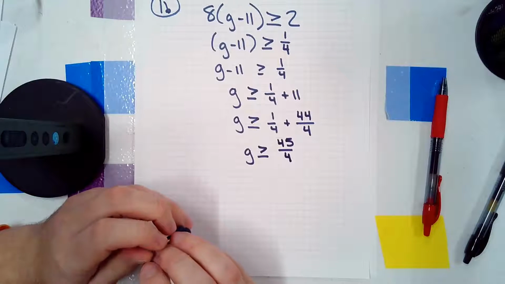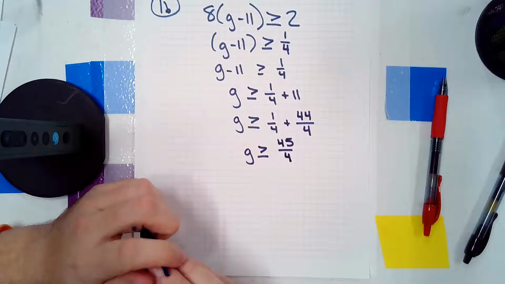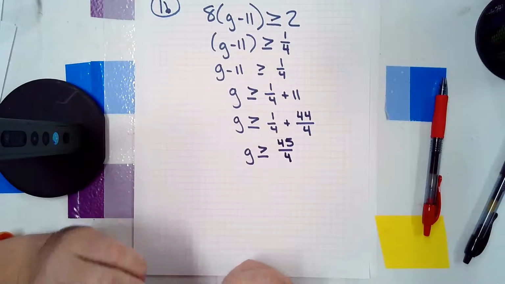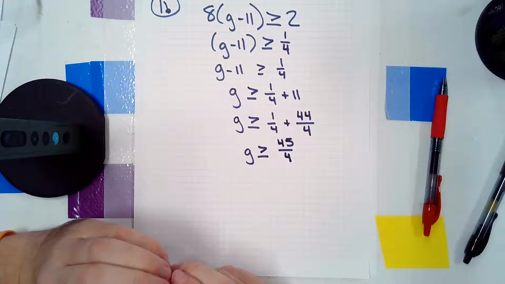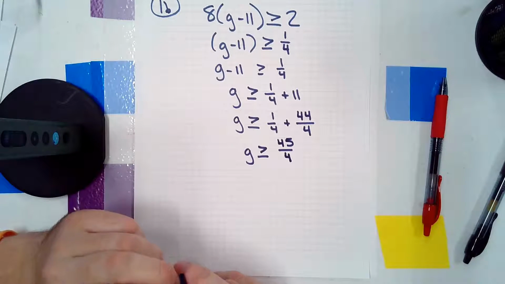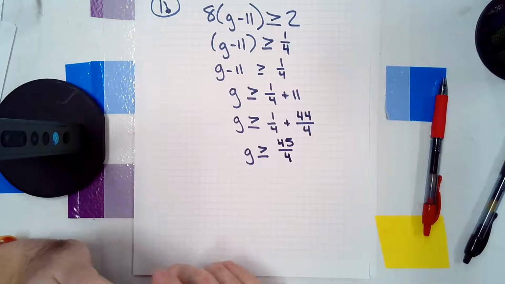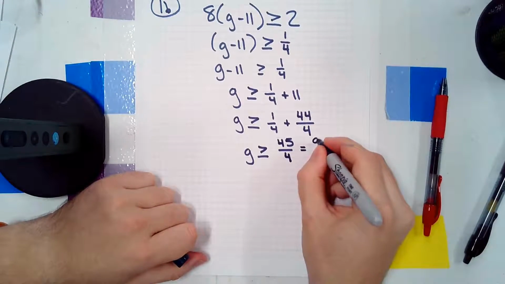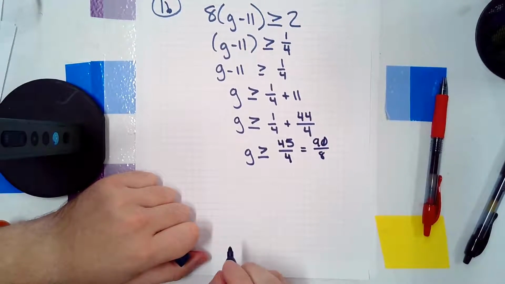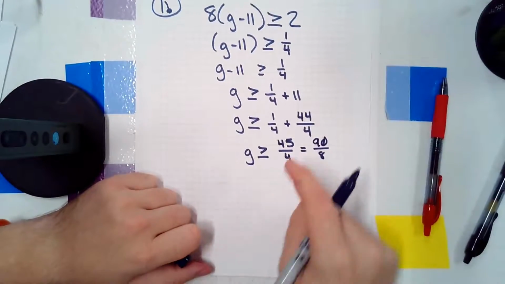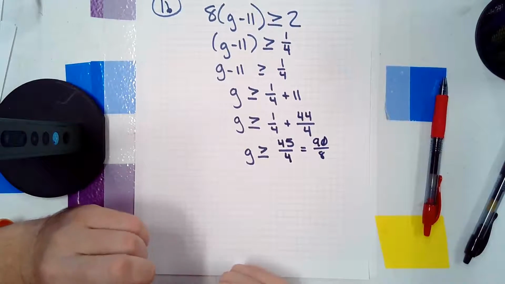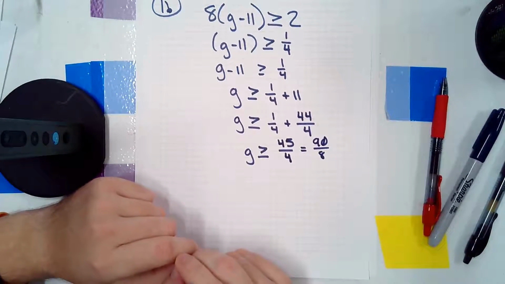Would you accept 11.25? I'd prefer not to have that, but I will accept it. It's an exact decimal, but you're not going to have calculators in the quiz. 90 over 8 is the same thing, but it's just not simplified, right? Divide both by 2, you get 45 over 4.